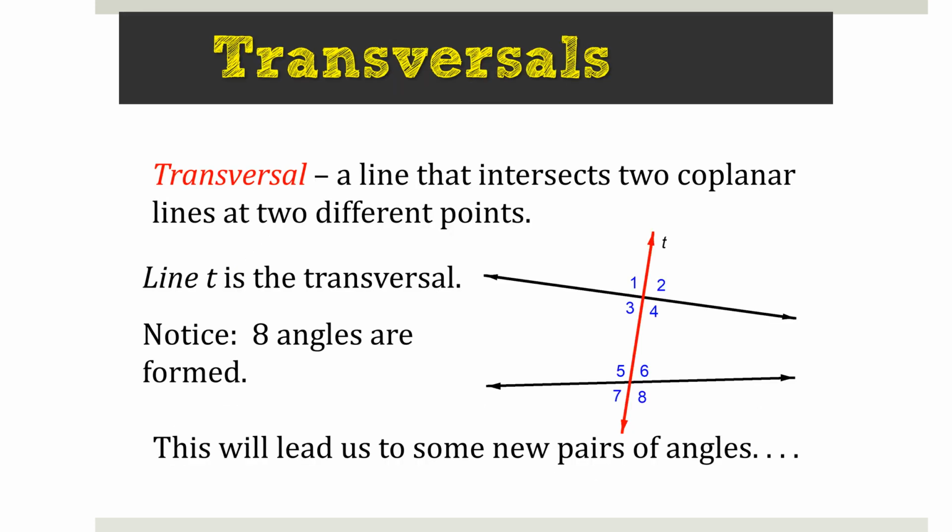Okay, good. All right, so now we get into the nitty-gritty. We've got some new terminology. We're going to introduce this new term called a transversal. And a transversal is simply a line that intersects two other lines. That's it. So I have these two black lines. I drew another line through those two black lines and I called it T.